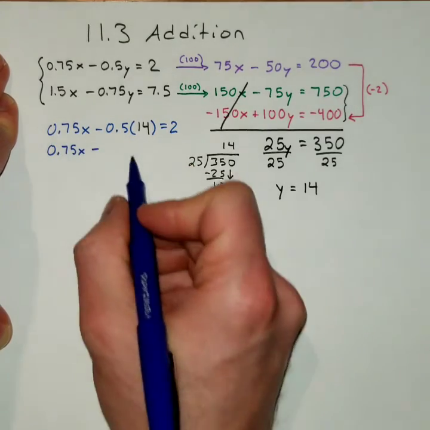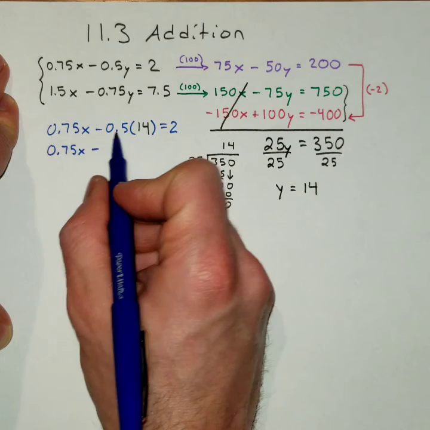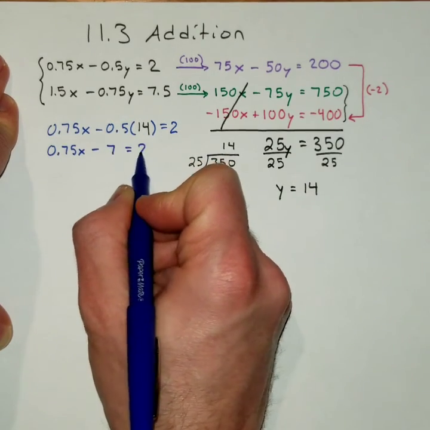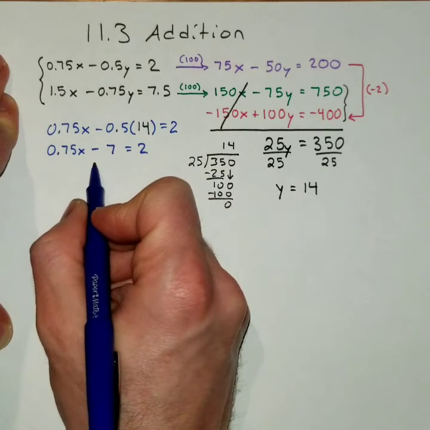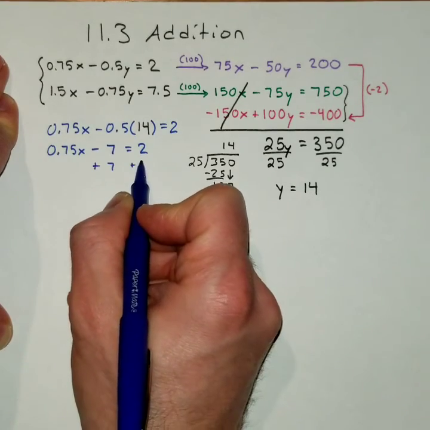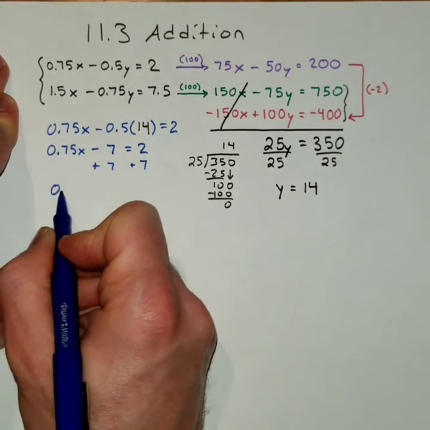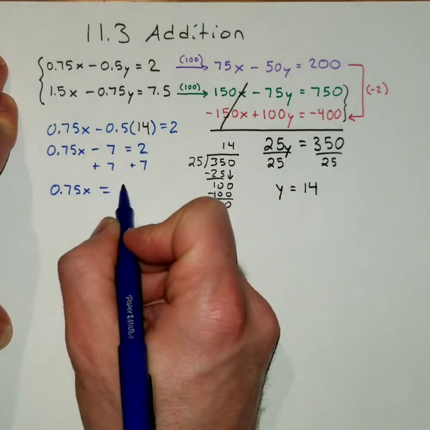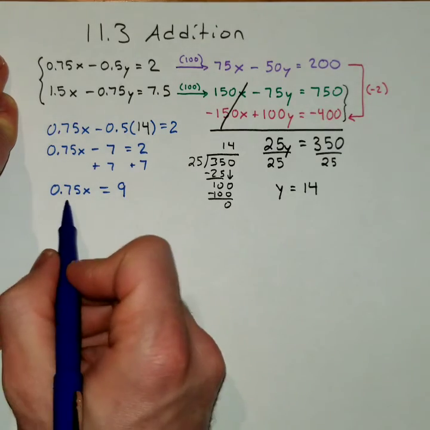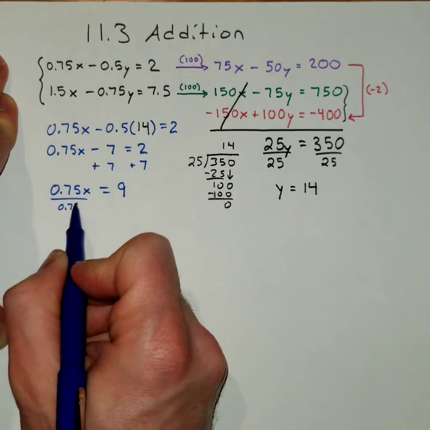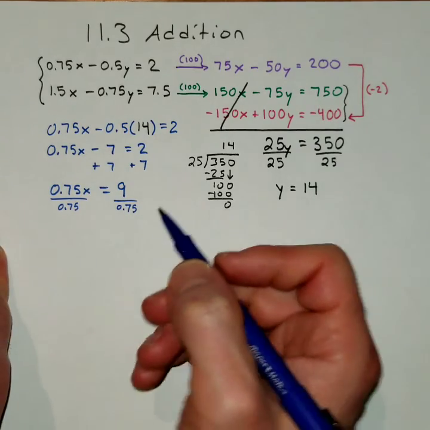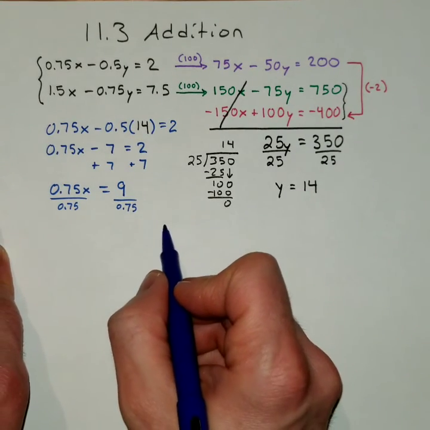0.75x minus, now 0.5 is half. Half of 14 is 7. So that's going to be a 7. I'm going to add the 7 to both sides here. 0.75x equals 2 and 7 makes 9. And if I divide by 0.75, now most of you guys are going to do this longhand, so I'll go ahead and do it that way.